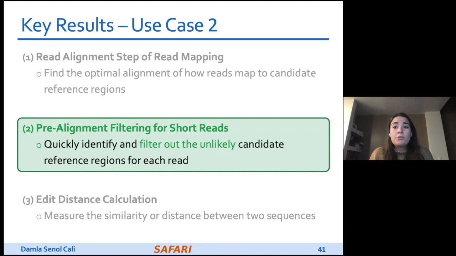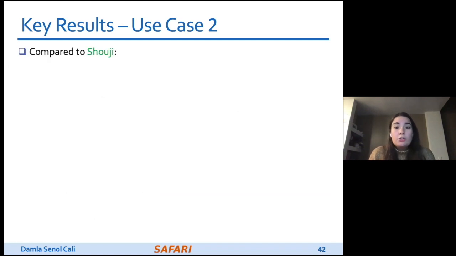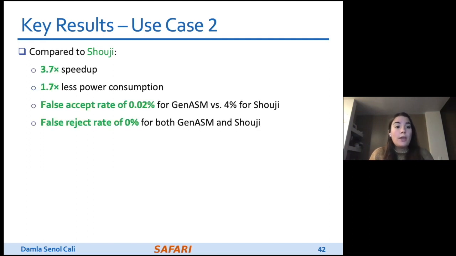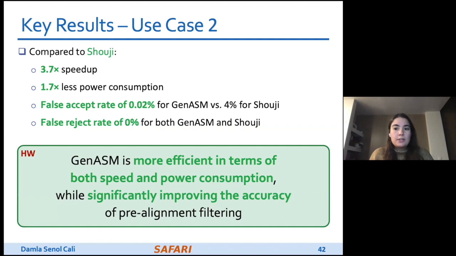Let's look at our results for the second use case briefly. Here, I won't cover all the results in detail, but here's the key takeaway. Compared to Shouji, which is, as I said, a state-of-the-art FPGA-based filter, GenASM is more efficient in terms of both speed and power consumption, while significantly improving the accuracy of pre-alignment filtering.